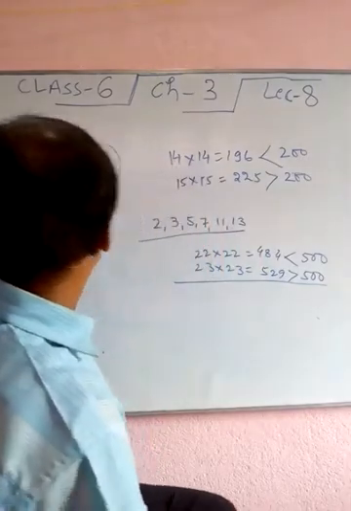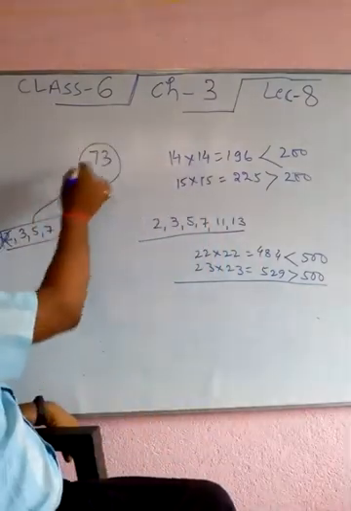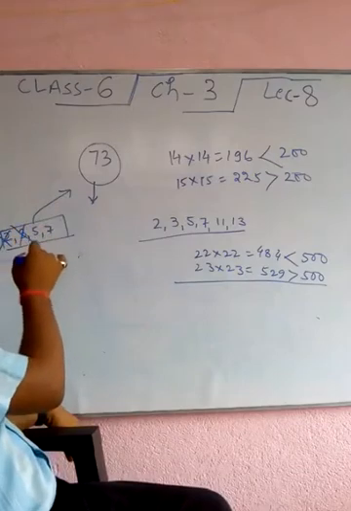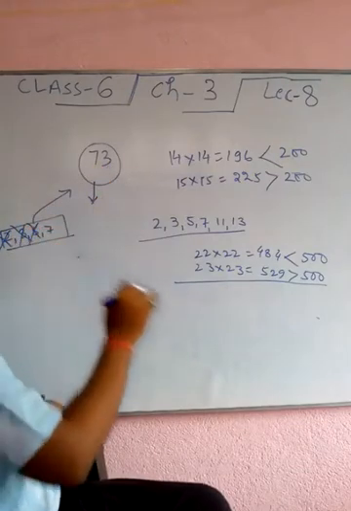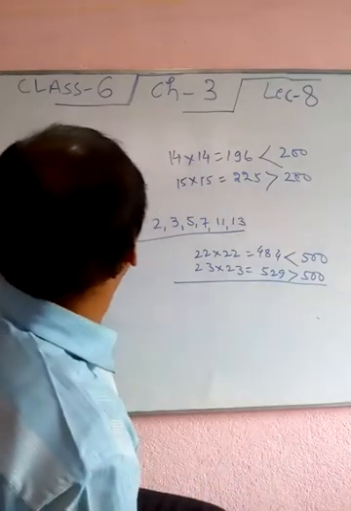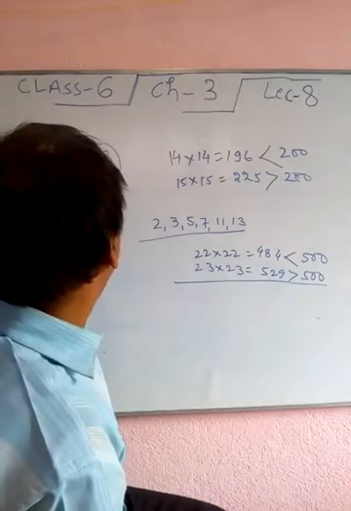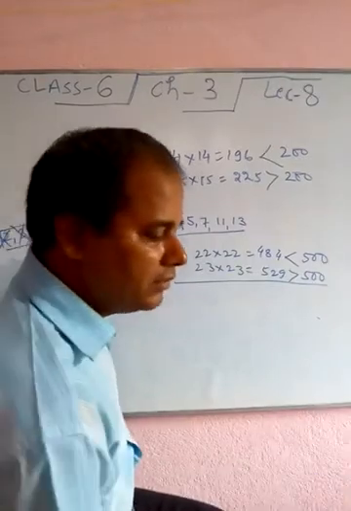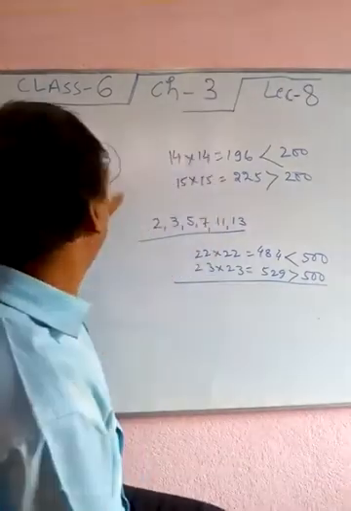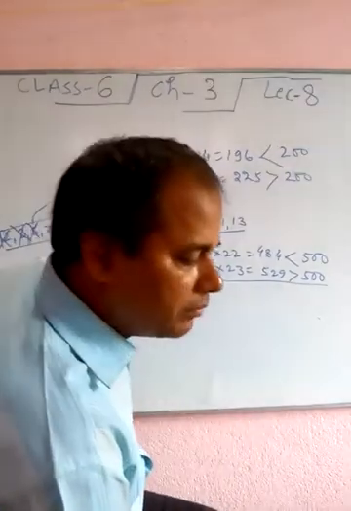73 is not divisible by 2. 7 plus 3 is 10, so not divisible by 3. For 5, the last digit should be 0 or 5, so not by 5. And in the case of 7, it is also not divisible by 7. Therefore 73 is a prime number.